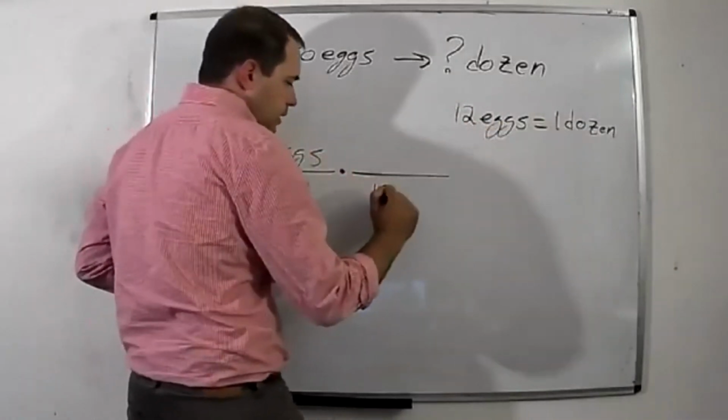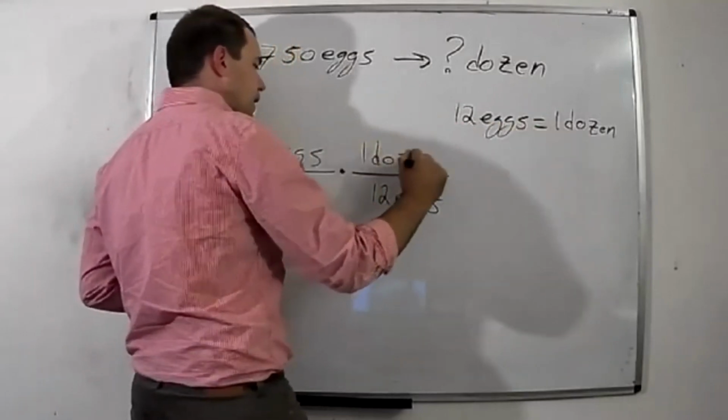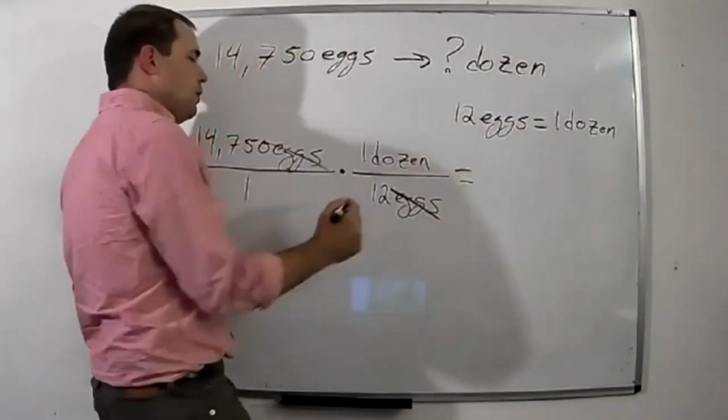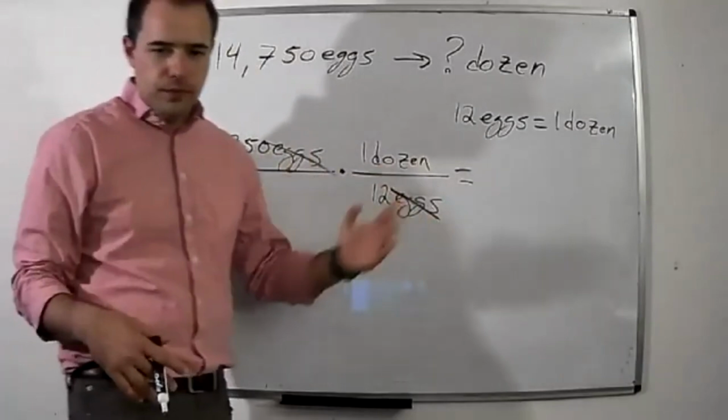12 eggs is going to go on the bottom. And then the 1 dozen has nowhere to go but the top. And you can see what we all knew ahead of time. You need to take 14,750 and divide it by 12. So we're going to do that.